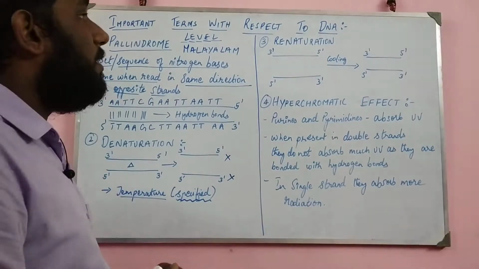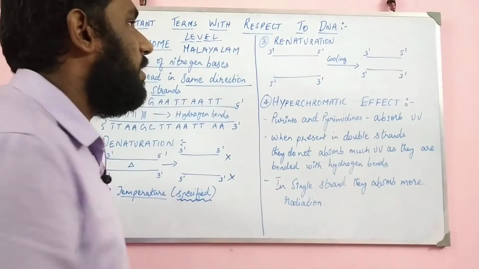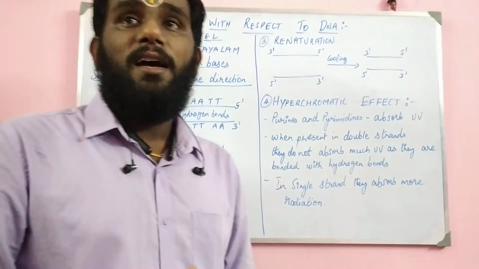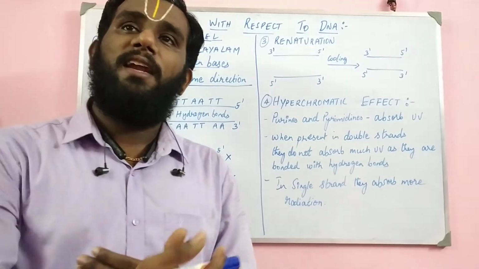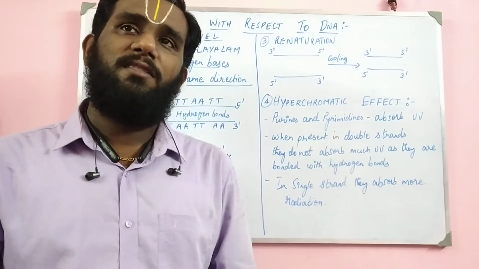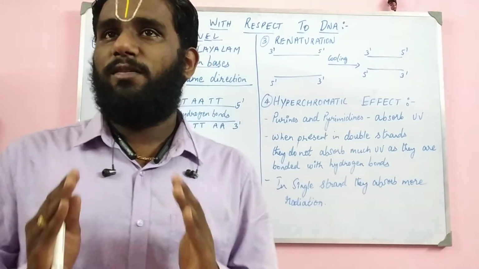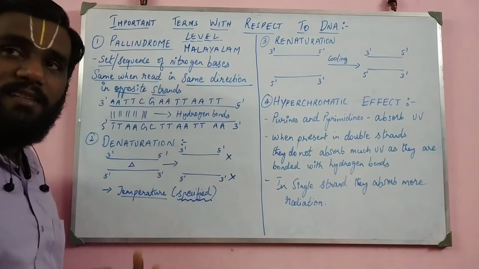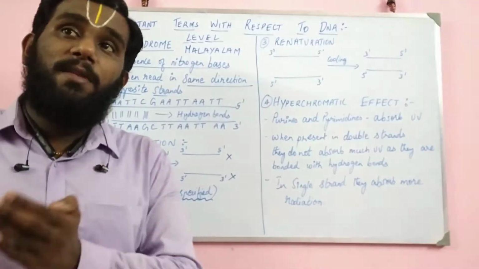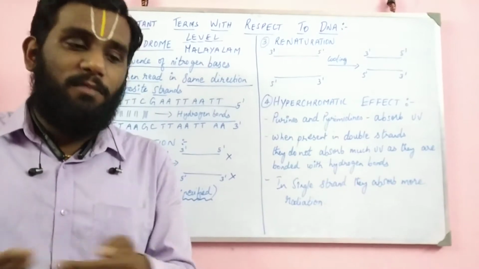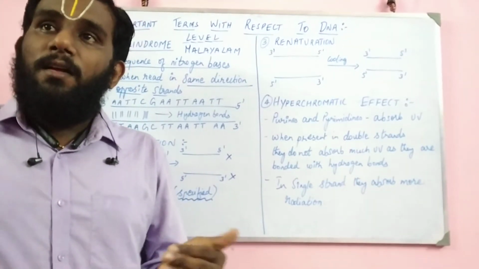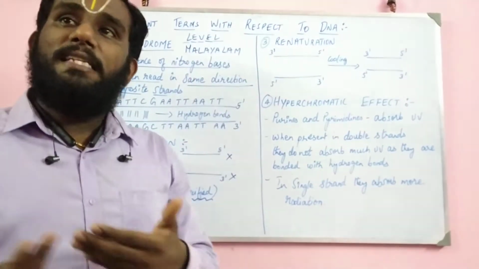The third term with respect to DNA that we'll be seeing is renaturation. Renaturation is the opposite of denaturation. What is the meaning of denaturation? Nature. What is the natural form of a DNA? The natural form of DNA is double-stranded. I am going away from the nature. I am denaturing it. I am just going reverse of the nature. I am separating it. So that is called denaturation.